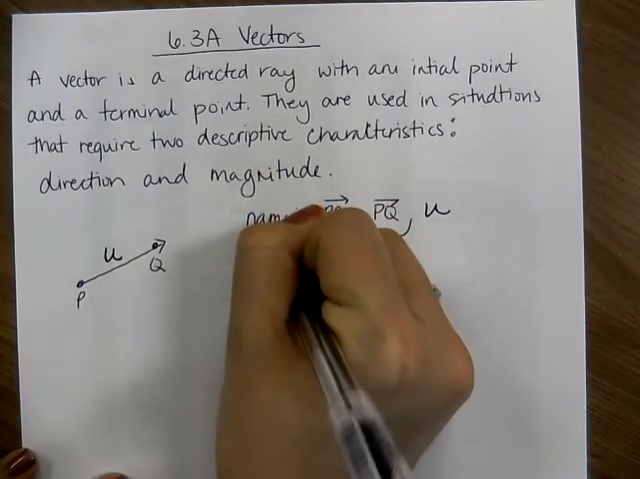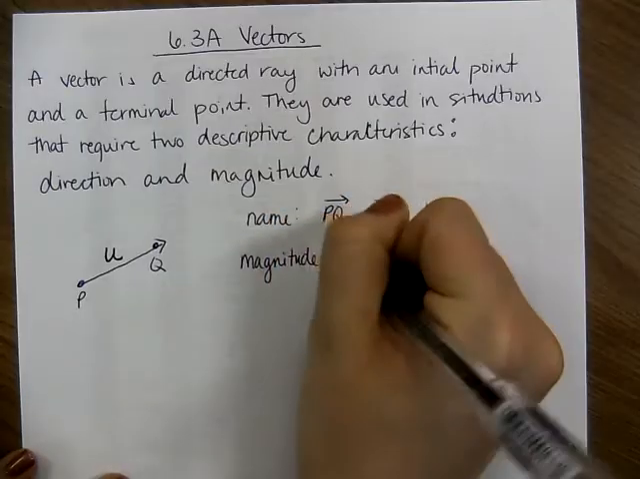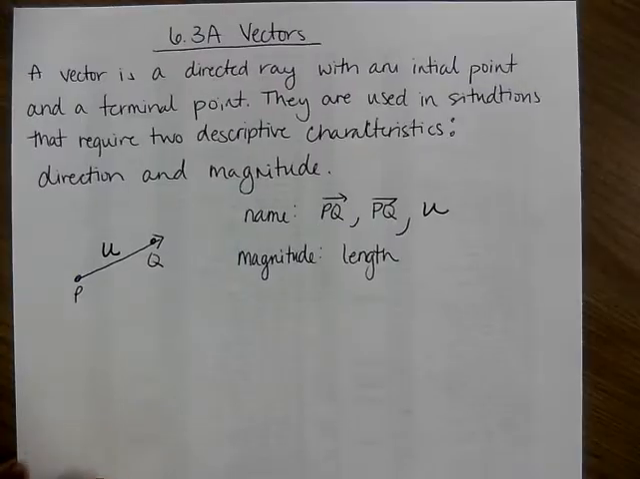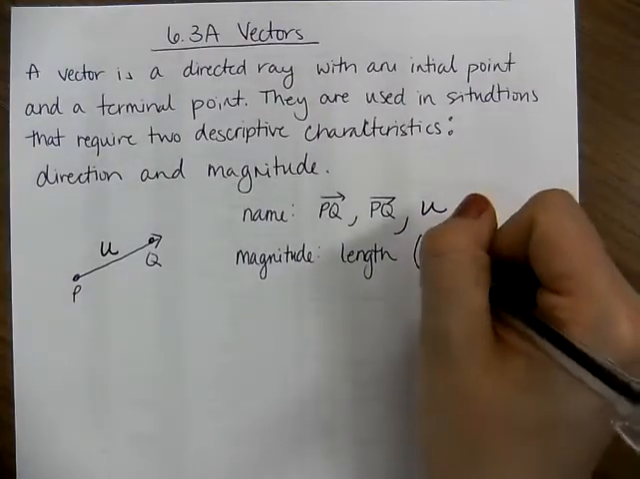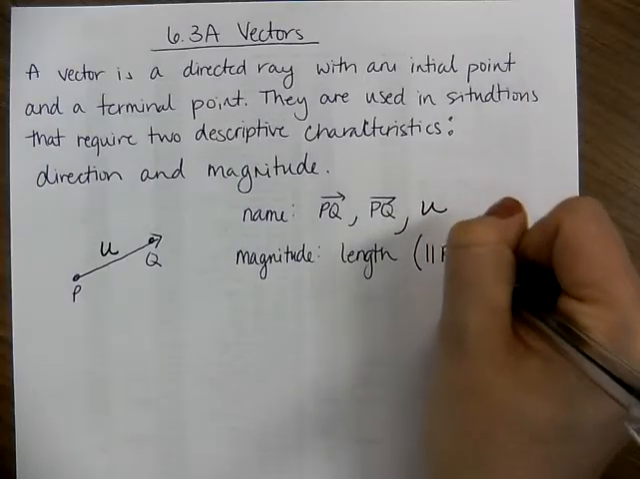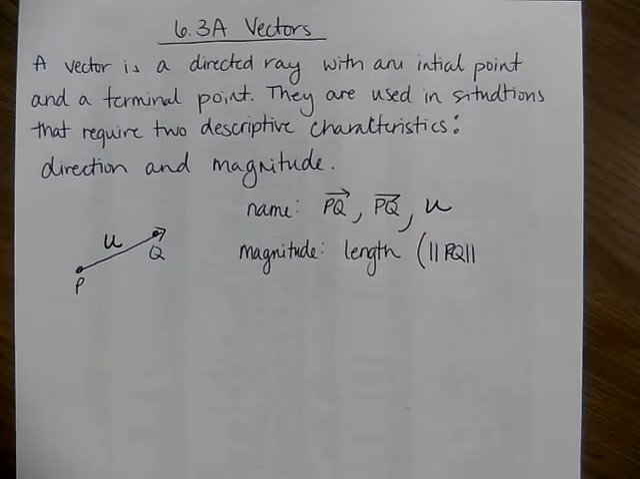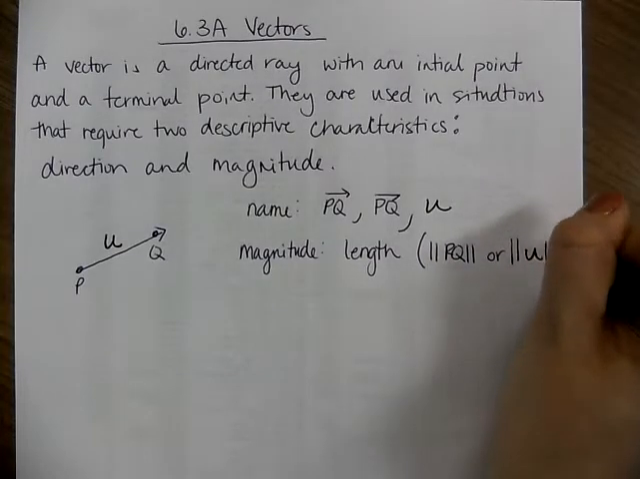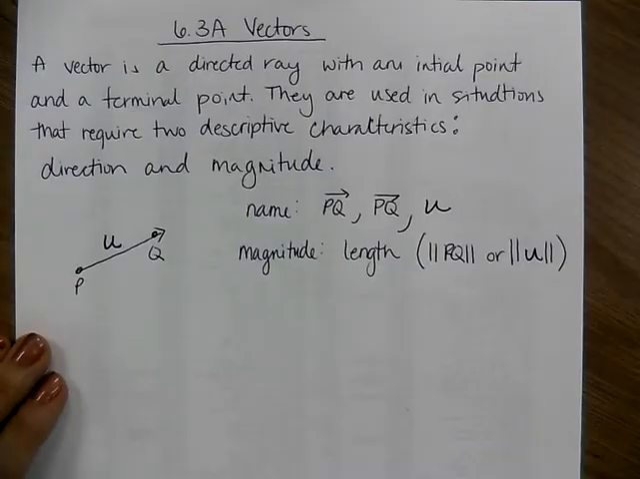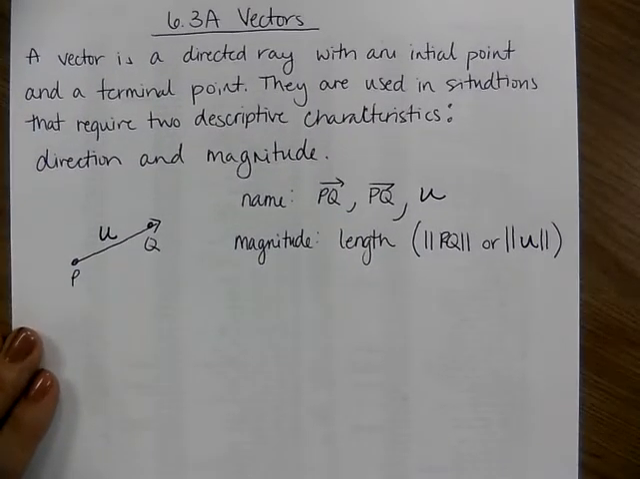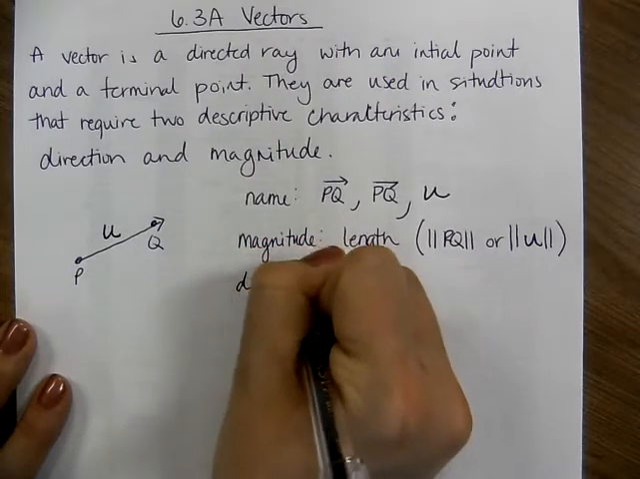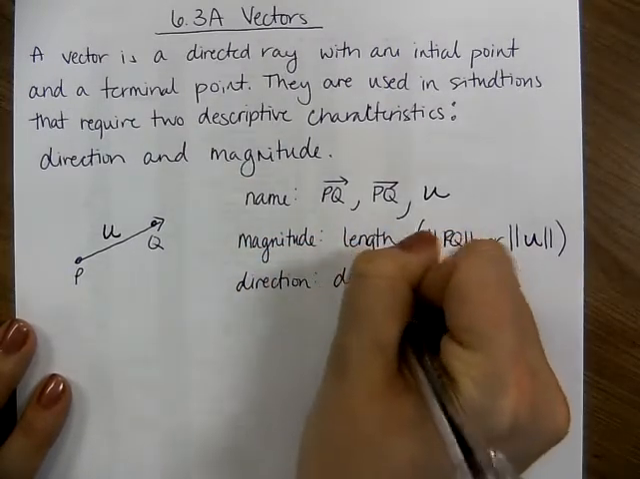Magnitude is the length of it. It's the length of the vector. Now, you're going to use the symbol for magnitude. It's like a double absolute value bar. So this is the magnitude of vector PQ, or you could see the magnitude of u. That represents magnitude. That's a symbol you use. So the direction of a vector is denoted by an angle.